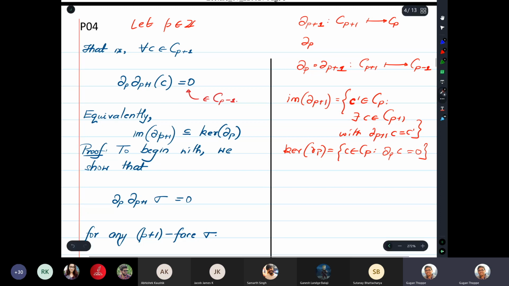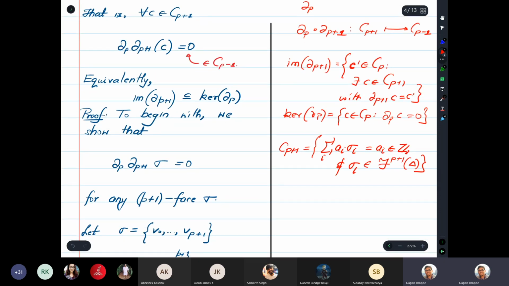Okay, so we are going to show that this is a subset of this, right? So in particular, we want to show that for every C in C_{p+1}, this relationship actually holds true. So let's try to recall what this C_{p+1} is. C_{p+1} is the summation of a_i σ_i over i such that a_i belongs to Z_2 and σ_i belongs to F_{p+1}(Δ). This is what your C_{p+1} is, and we have shown that this C_{p+1} is a vector space.